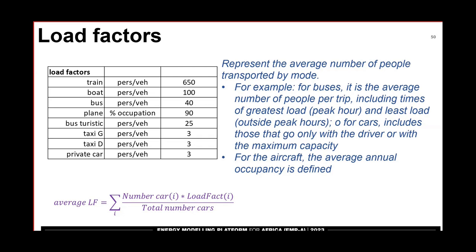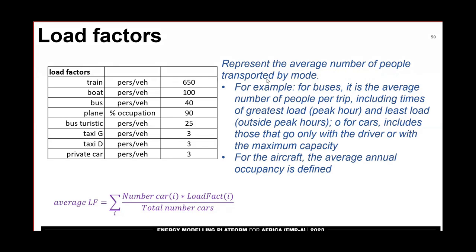And therefore, you may model the motorbike in the public transportation mode, even though you know that the motorbike is a private transportation mode. You may model it as a public transportation mode just to simplify your life, just to make everything simple to operate. And again, we have another particularity: for a plane, the load factor is specified in terms of percentage of occupancy. That means, for example, let's say the full capacity is 100 people, and you have 90 people inside on average, then the percentage of occupation will be 90%. So that is something that we need to take into account.